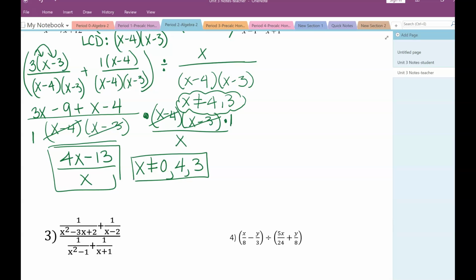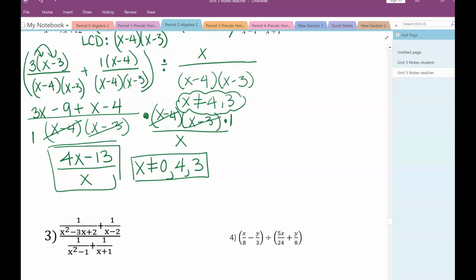So reducing, you don't have to wait until the end, okay? You know last night's homework, how I did 1 question reducing at the end and 1 question at the very beginning? You can do that all the time.